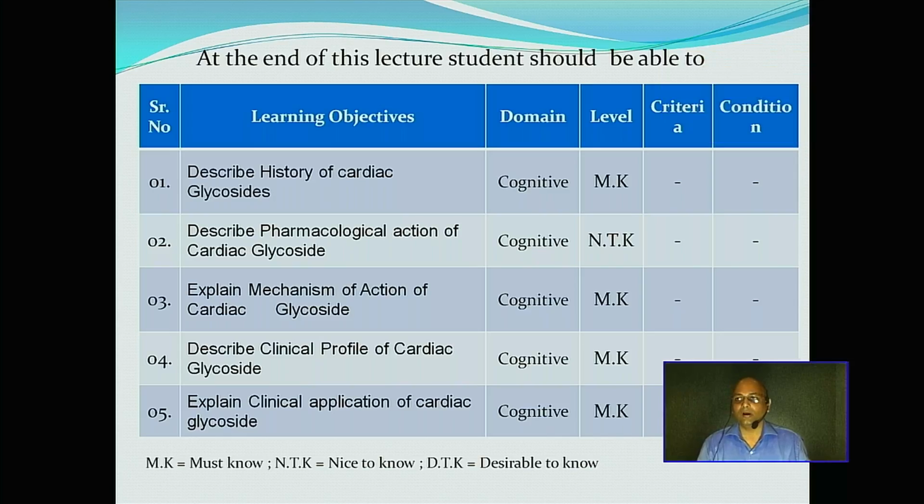These are the learning objectives, and these are the things from the must know domain. Describing the history of cardiac glycosides, describing the pharmacological actions of cardiac glycosides, explaining the mechanism of action of cardiac glycosides, clinical profile, and finally explaining the clinical applications of cardiac glycosides.